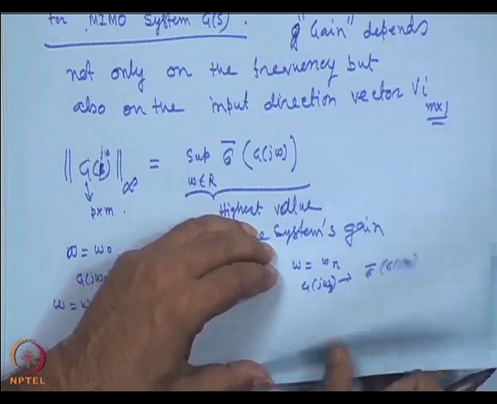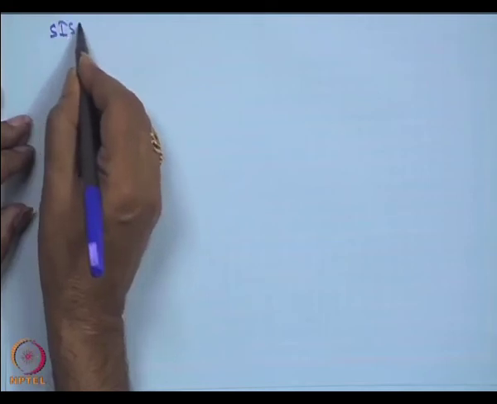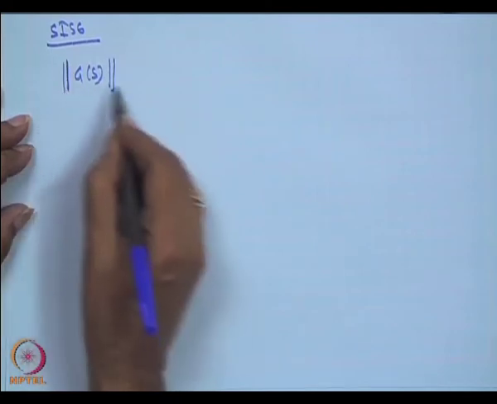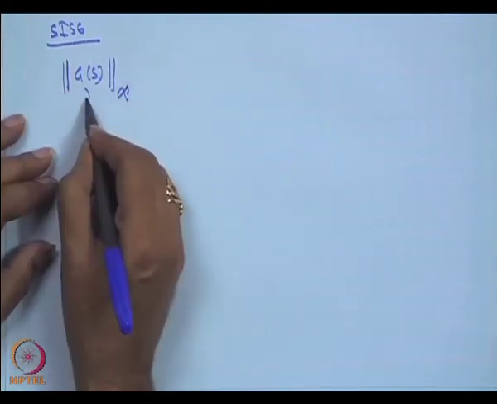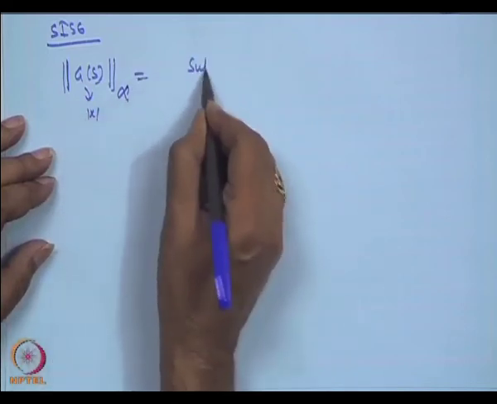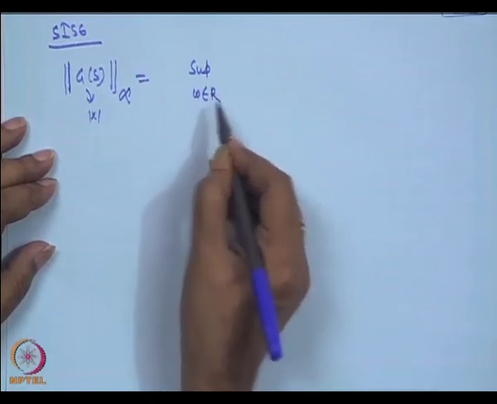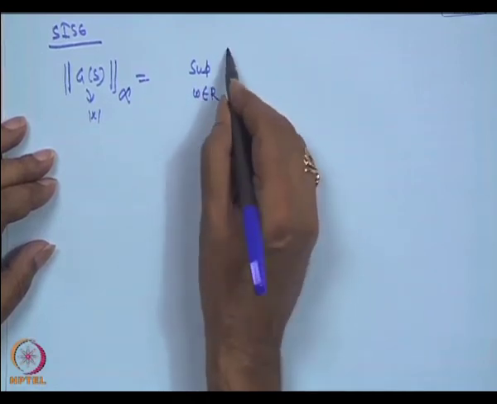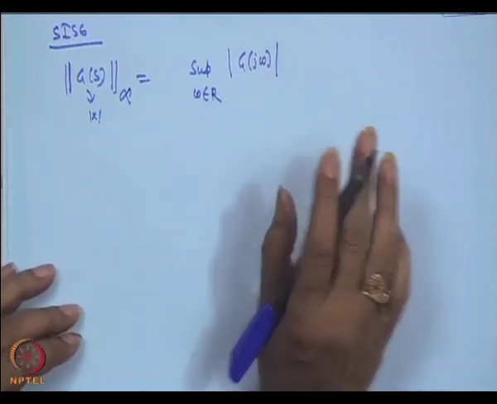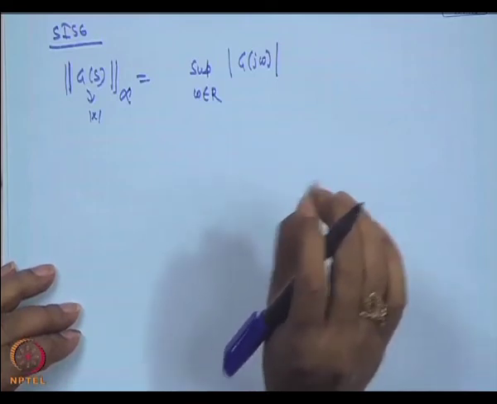As you know, for the single input single output case, where p is equal to 1 and m is equal to 1, the H infinity norm is nothing but the supremum over omega from 0 to infinity of the absolute value of G(j omega). That indicates the maximum gain of the system when you sweep the frequency from 0 to infinity.